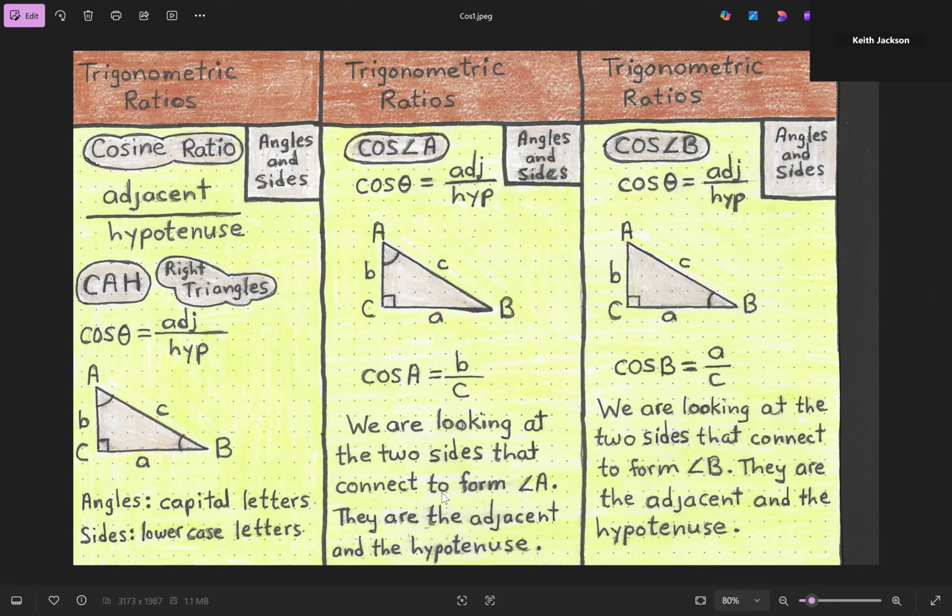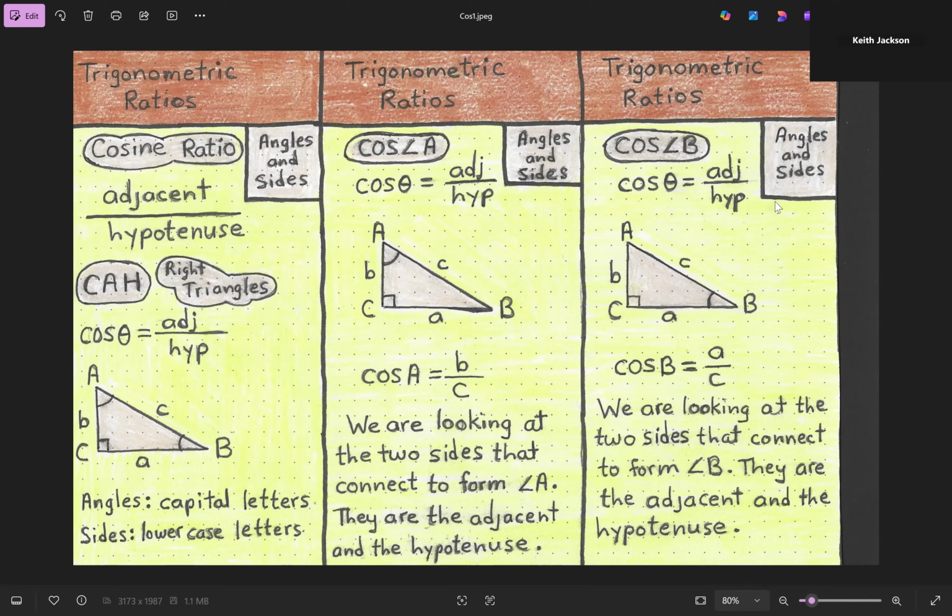Here's what we're doing. We are looking at the two sides that are connected to form angle A, and they are the adjacent and the hypotenuse. So when you think of the cosine ratio, always think of adjacent over hypotenuse, keeping the hypotenuse in the denominator.